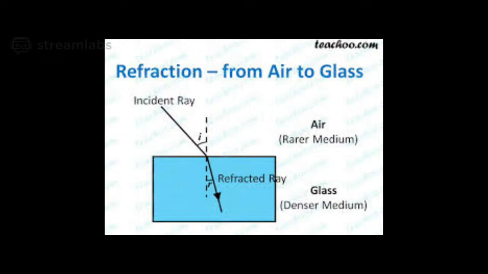And you just look at the glass slab. The angle of refraction is between the normal line and the refracted ray. The angle between the normal line and the refracted ray is known as the angle of refraction.